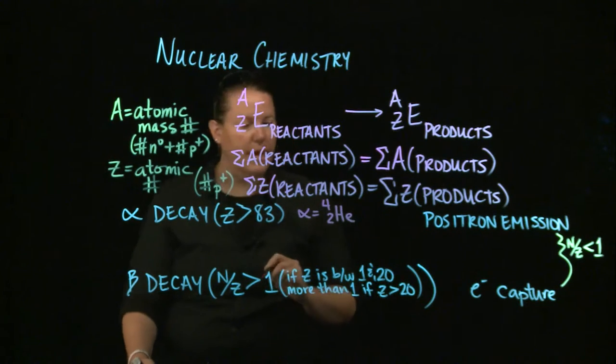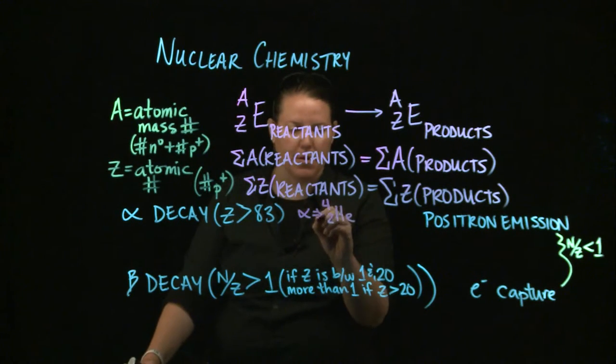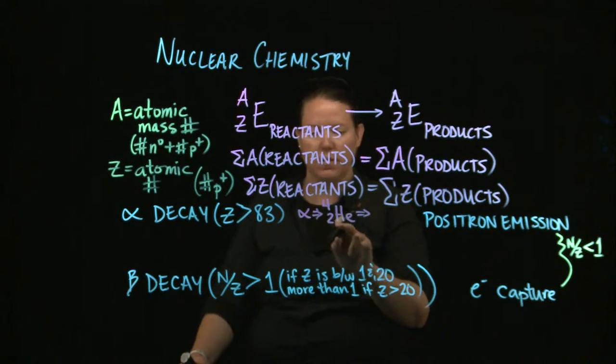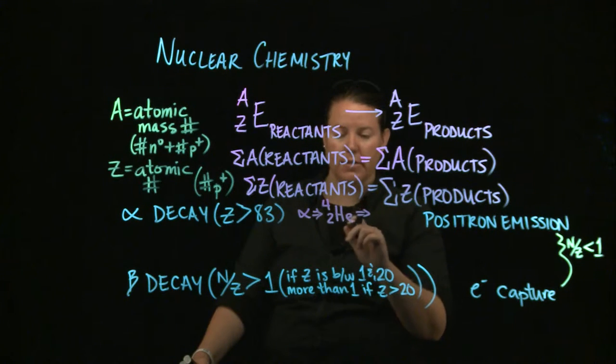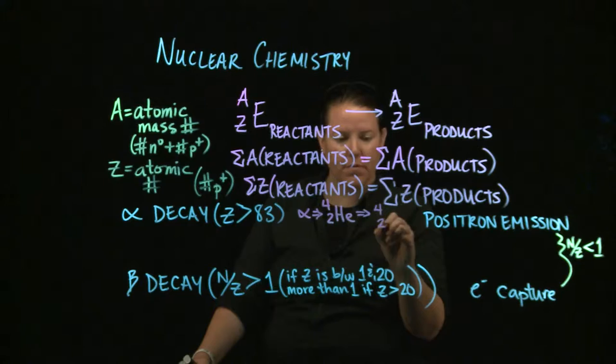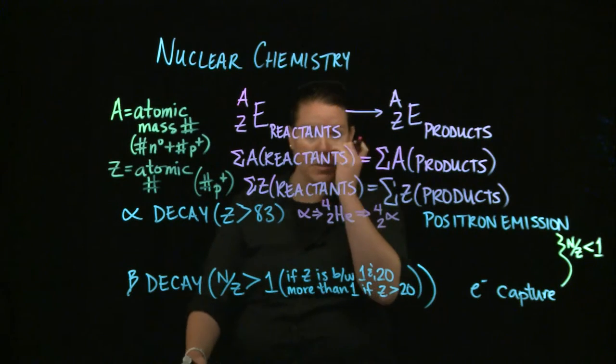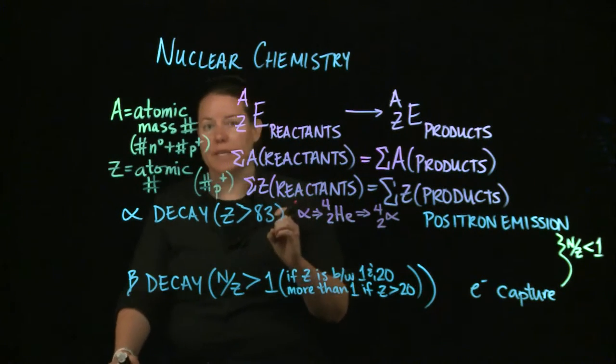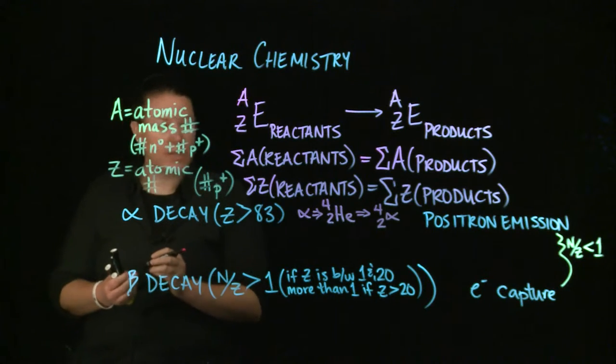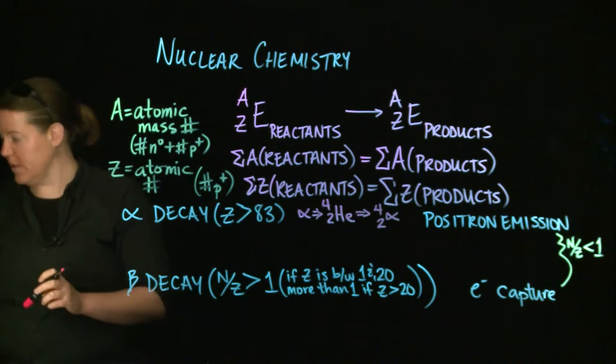We could label it like that. We could label it like an alpha particle. You just write alpha and write 4 over 2 HE, it's a helium atom. Or we could write 4 over 2 alpha. All of those are possible, right? So let's take something that's going to decay in this way. Let's give you an example of what this looks like.